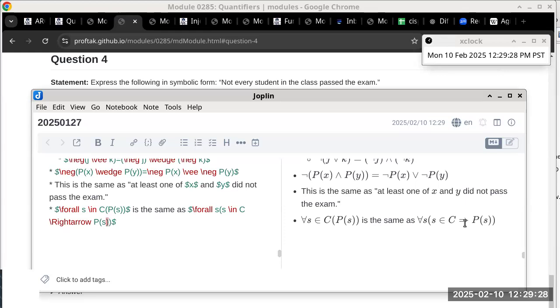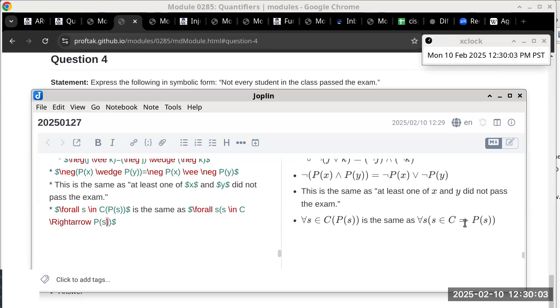So the purpose of this notation is that most of the time you have a certain predicate or Boolean expression to evaluate, but you don't want to apply that to everything in the entire universe. You want to apply it only to certain things that are of concern to you. So the notation is just a shorthand to say C is the set of all the things that are of concern to us. We only want to apply P of S to the things that are of concern to us. Is that okay?